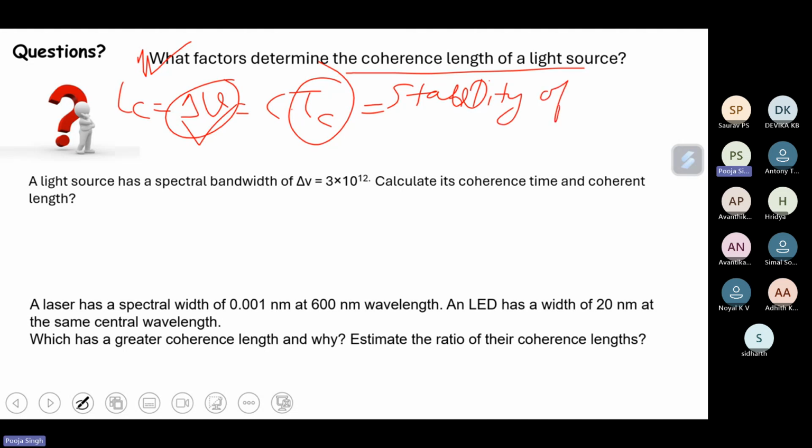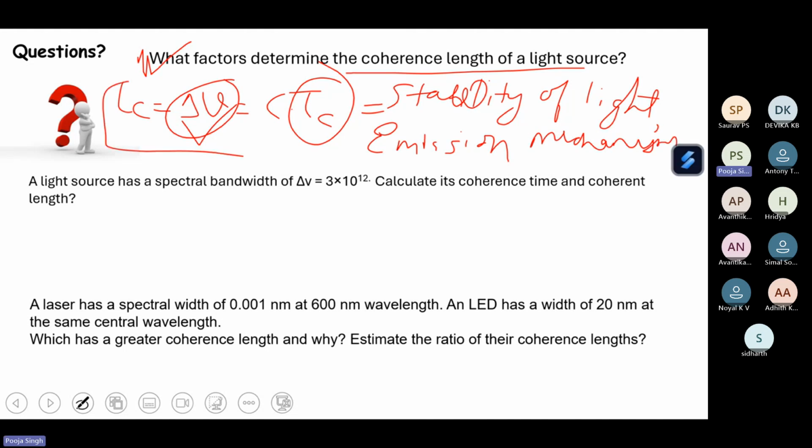I think you should write it in your copy. Maybe it can be asked in the examination. Stability of the light also. And the other is the emission mechanism, how the light is emitting. So these are the factors on which the coherence length of the light can depend, right?